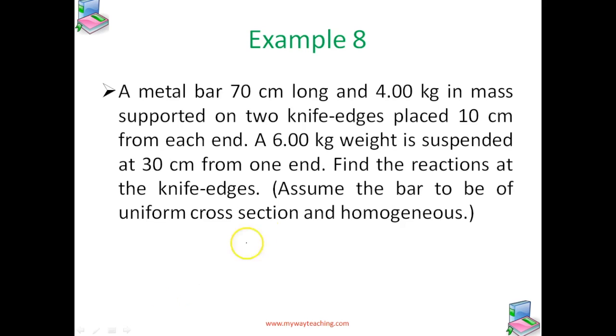The question is: a metal bar 70 centimeter long and 4 kg in mass is supported on two knife edges placed 10 centimeter from each other. A 6 kg weight is suspended at 30 centimeter from one end. Find the reactions at the knife edges. Assume the bar to be of uniform cross section and even homogeneous.